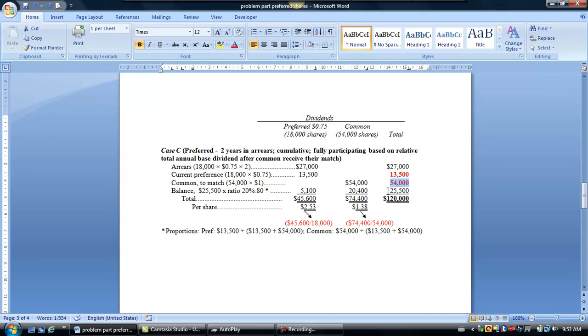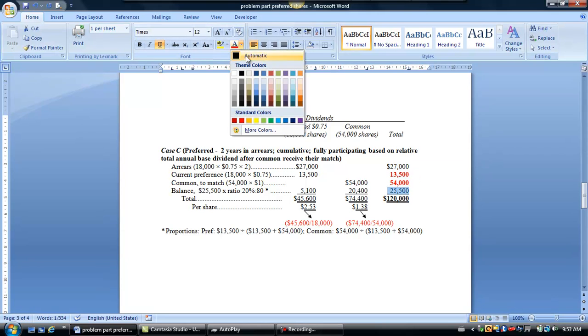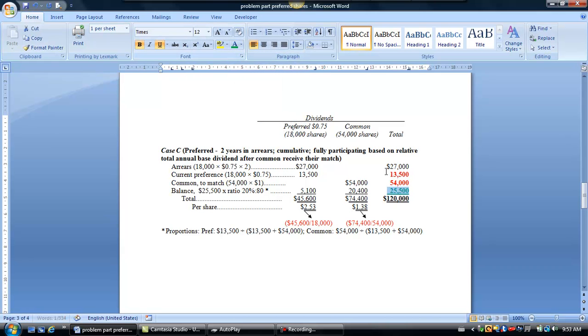So now we've got to allocate how much more? Well, if we do a little bit of quick math here, we'll find that of the 120,000 that we declared this year, we need to allocate an additional 25,500. All right, that includes the 27,000 plus the 13,500 plus the 54,000. When you add up all those guys and deduct it from what you declared this year, the remaining dividend to be declared to the preferred and common, okay, is going to be 25,500. So that's the piece that the preferred can participate in.